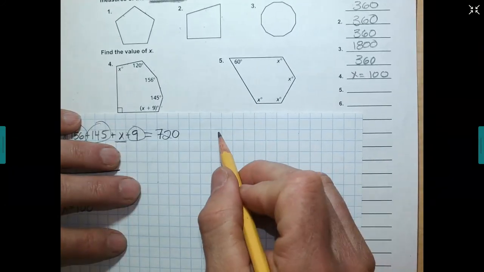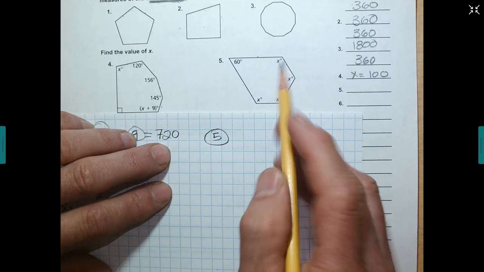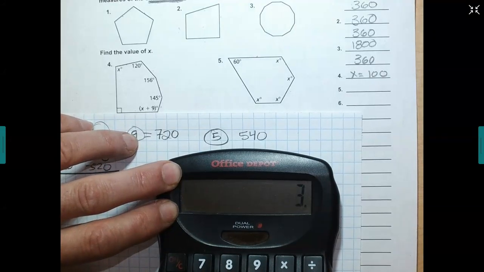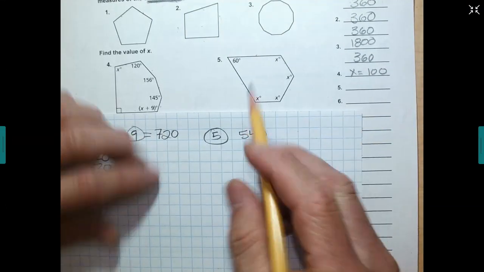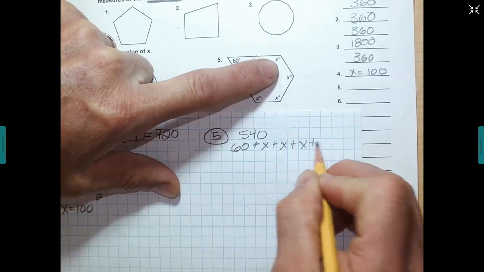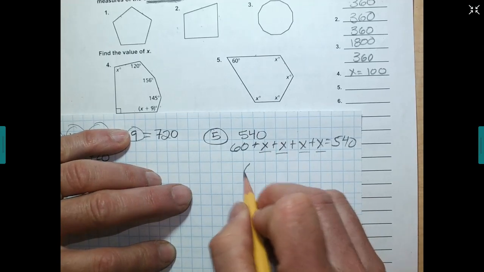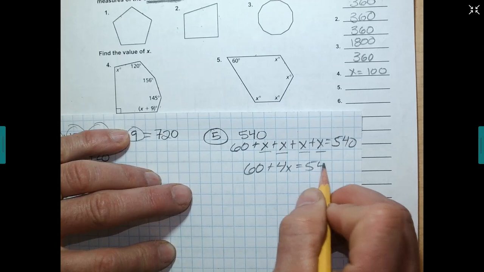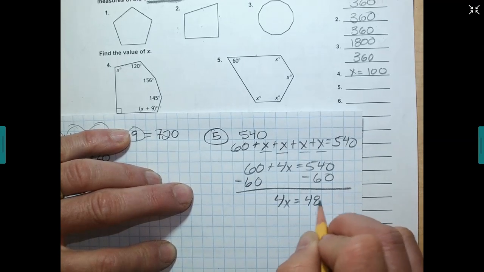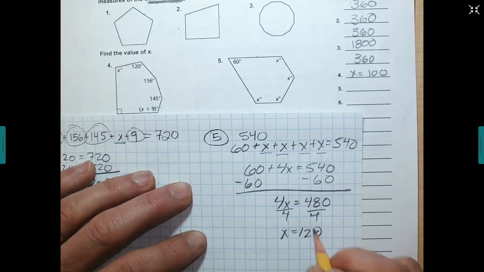Number 5. I have a 5-sided shape. I know that a 5-sided shape's total interior angle sum is 540. Just double check, 540. So I know that 60 plus x plus x plus x plus x equals 540. So I have 60 plus 4x equals 540. Solve for x. 4x equals 480. Divide by 4, and I get x equals 120.